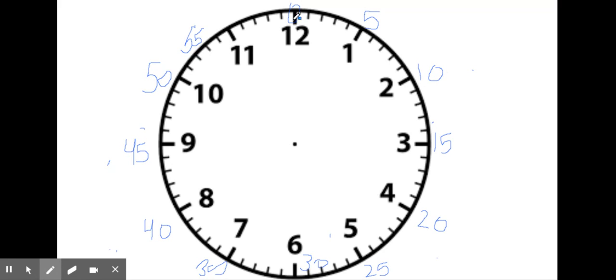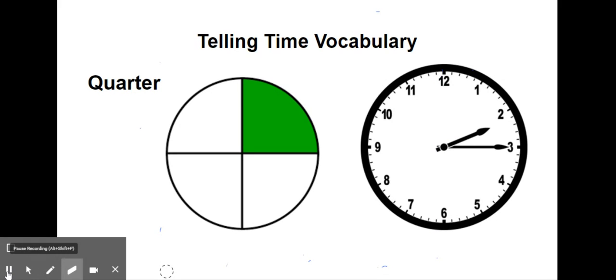Remember, you can also count your minutes by ones, but it takes longer. And really, when you look at a clock, you want to be able to use these hours 1, 2, 3, 4, 5, 6, 7, 8, 9, 10, 11, and 12 to help you be able to quickly tell the time, also with the minutes. Now we are going to go over some important vocabulary for when we're telling time.